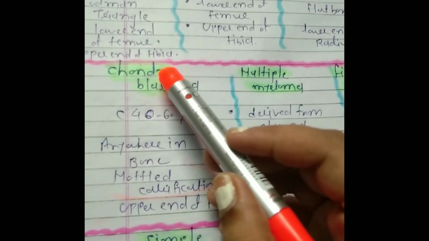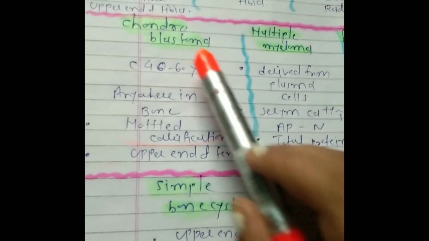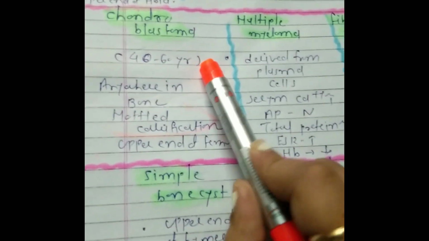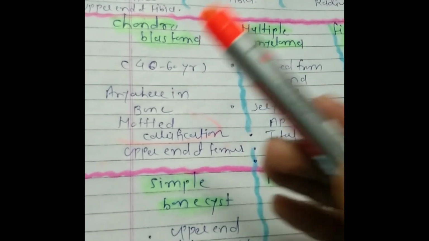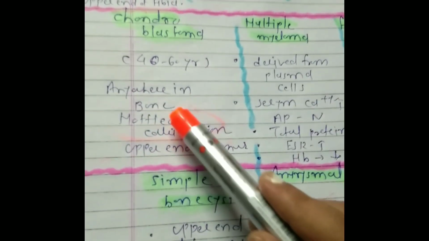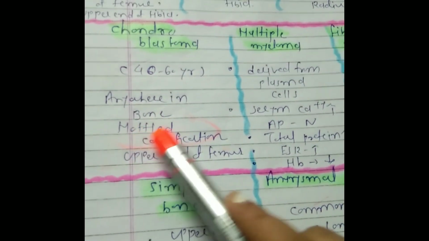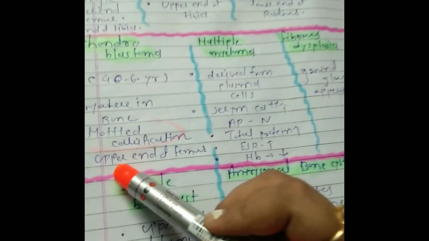Okay, so let's go further with the chondroblastoma. It occurs at 40 to 60 years of age. It can occur anywhere in the bone, meaning it is not fixed to the metaphysis or diaphysis. In that we can see mottled calcification, and it is seen in the upper end of the femur.